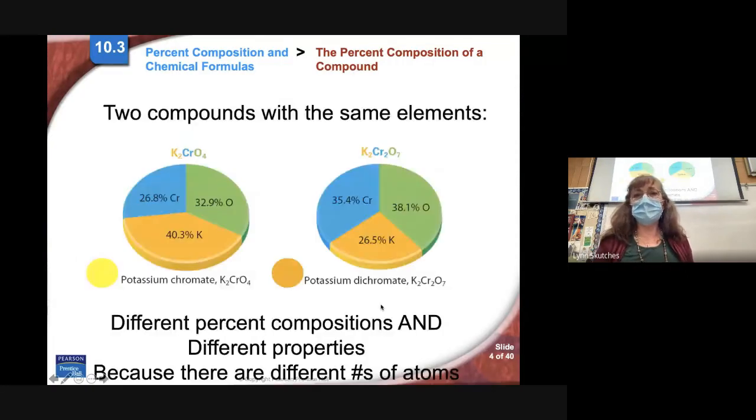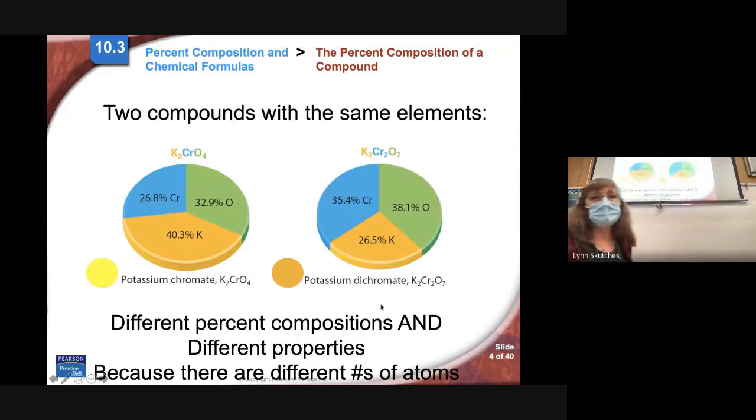All right, same elements, different composition, different properties, because they have different numbers of atoms, right? So the law of definite proportions says if you want to have a certain compound, you have to have them in the right proportions. The law of multiple proportions says you can use the same elements for different things.